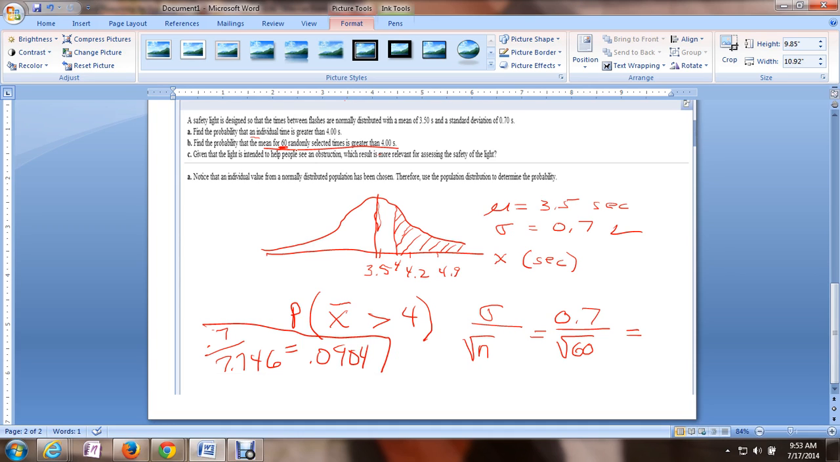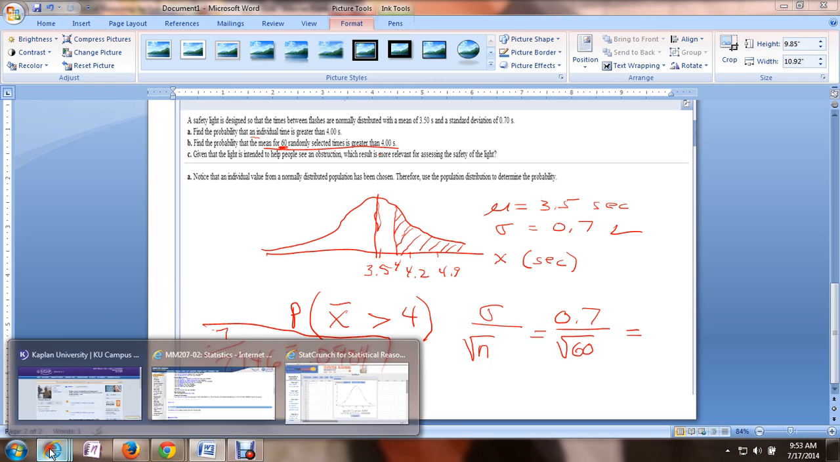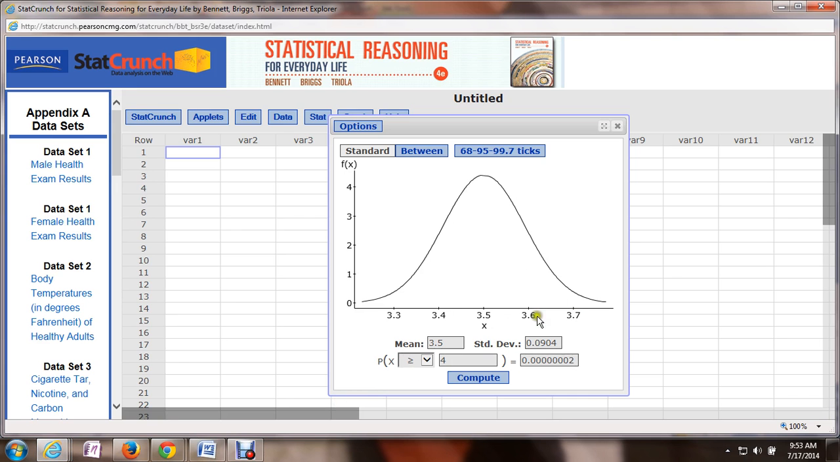That may be what's causing part of the problem, because as you see here, it doesn't even register and nothing's in red, because this probability is so low. It's way out here someplace.